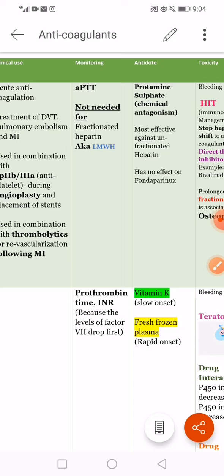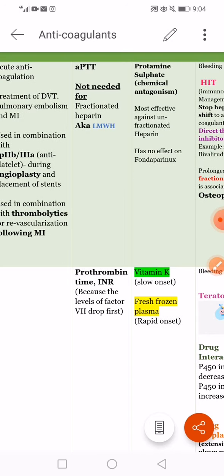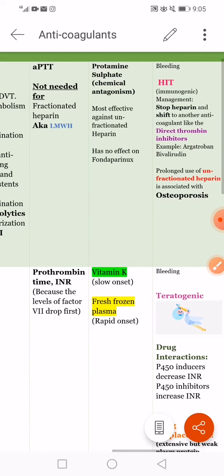The reason for that is that of the 4 clotting factors whose levels are dropped, the levels of factor 7 drop first, and therefore it is a better idea to monitor the prothrombin time.